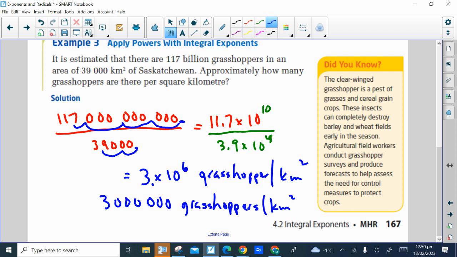So there's the answer. So you see, we can use scientific notation, and then we can use our laws of exponents. Right? Now, obviously, you could have put in the original numbers in your calculator and divided them out. You get the same answer. But this just shows you some of the other applications of the laws of exponents. Right?